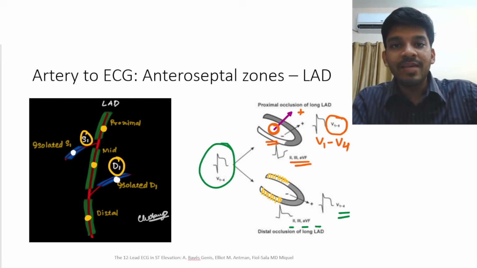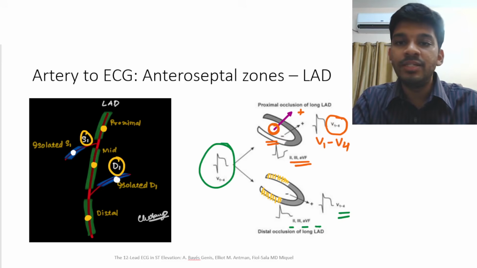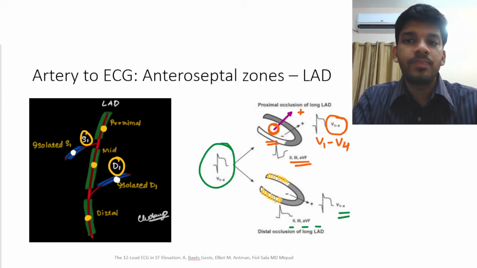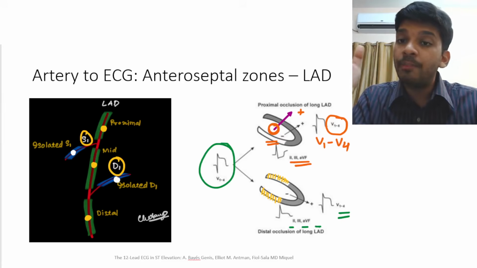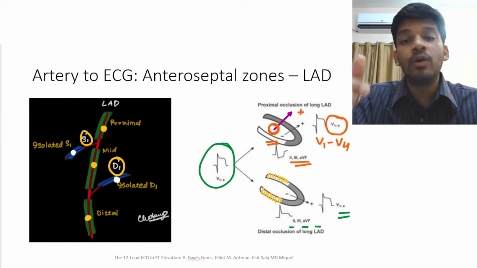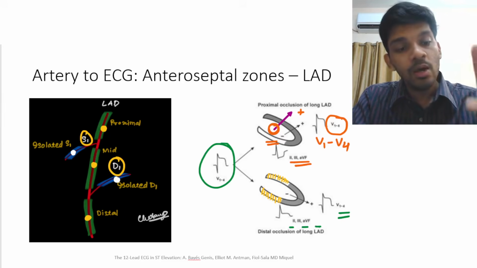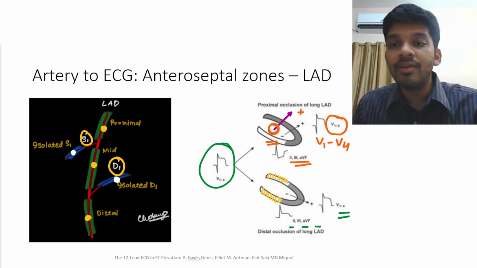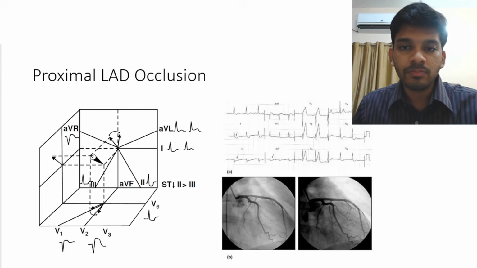So let's say you have 7 leads showing ST elevations on a 12 lead ECG, and you have only 4 leads showing ST elevations. Which one is worse? That is difficult to say, because a proximal occlusion is actually worse. You may only have 4 leads showing ST elevations with 2, 3, AVF showing prominent ST depressions. That is the takeaway message regarding this.